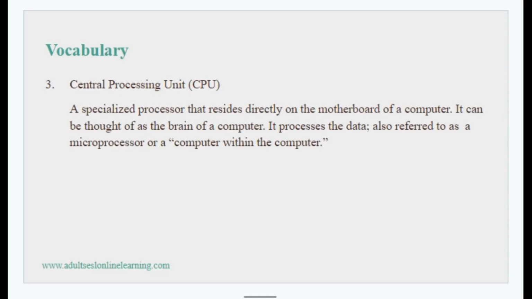Number 3, central processing unit, CPU. A specialized processor that resides directly on the motherboard of a computer. It can be thought of as the brain of a computer. It processes the data, also referred to as a microprocessor or a computer within the computer.